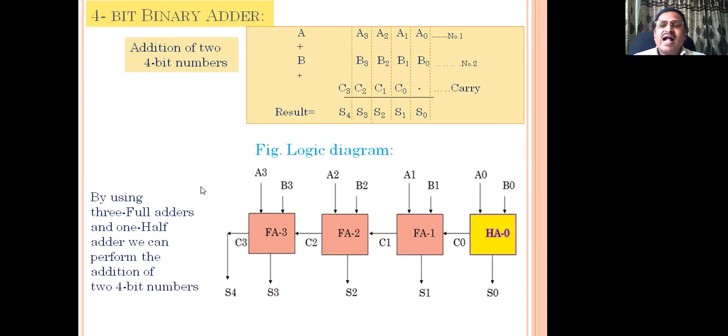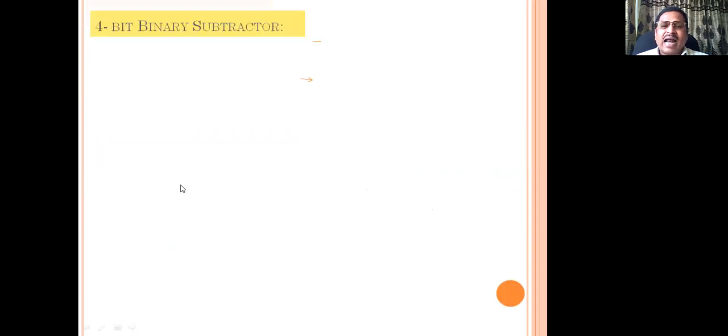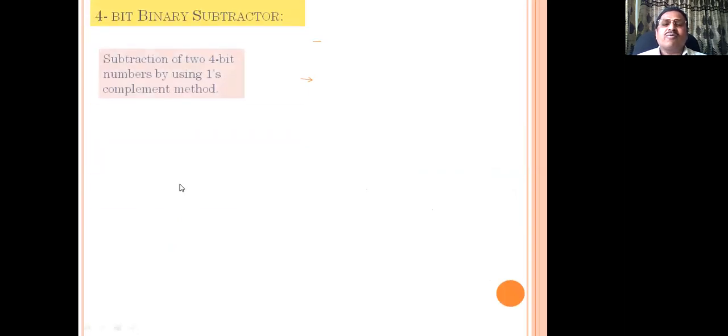Thus by using three full adders and one half adder, we can add two binary numbers. That brings in brief the addition of two 4-bit binary numbers by using logical adders, which contain one half adder and three full adders. Exactly in parallel, we'll see now how we can perform binary subtraction. You'll learn subtraction by using the ones complement method. You'll observe here that by using adder circuits only, we can make a subtraction on the basis of the ones complement method that is well known to you.